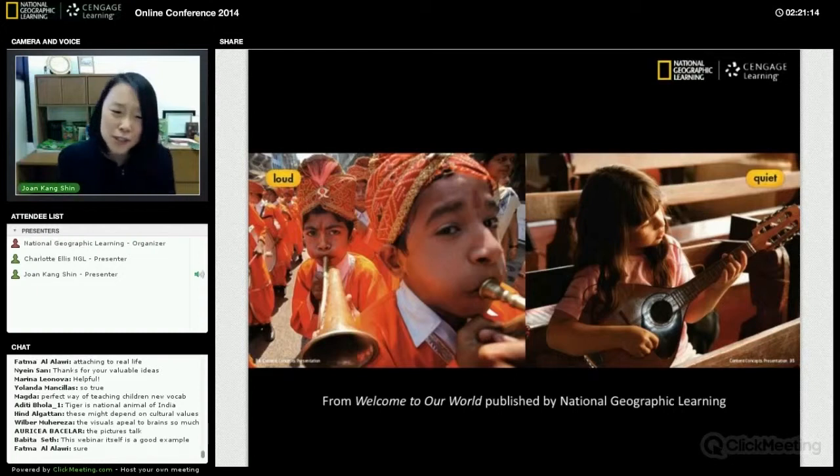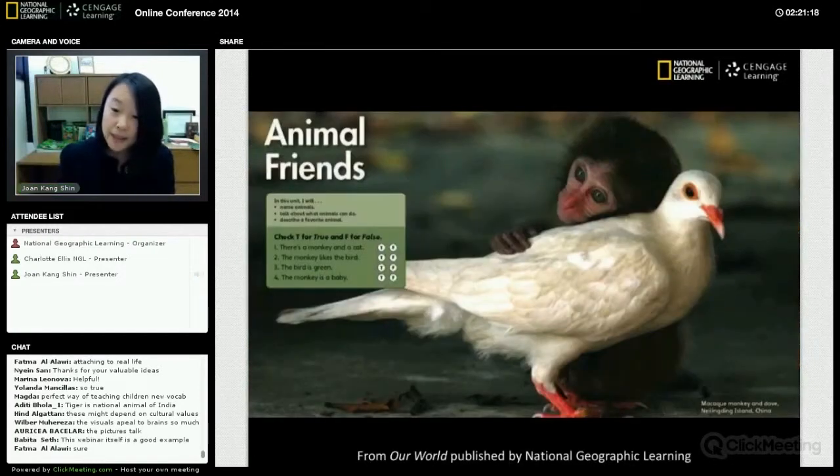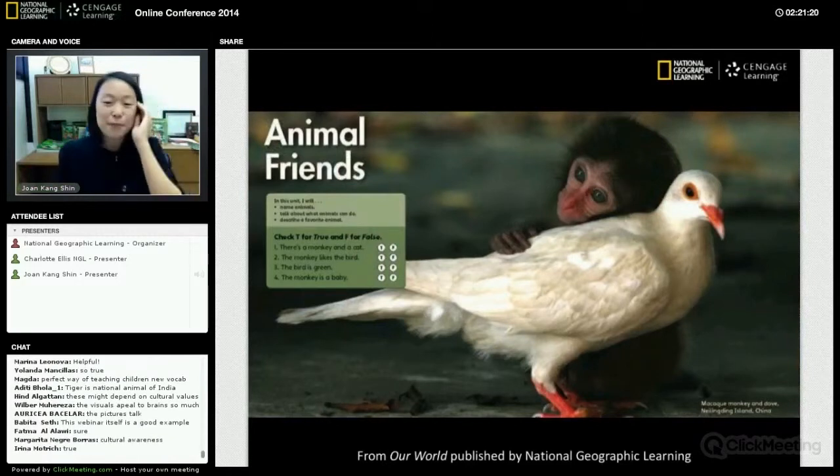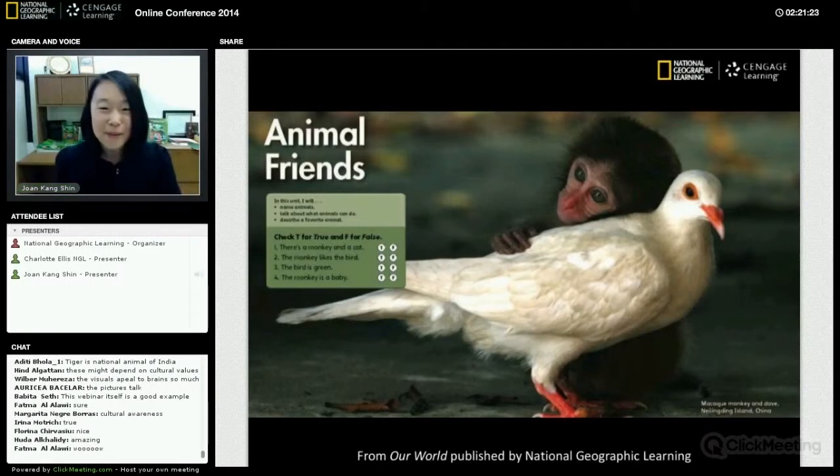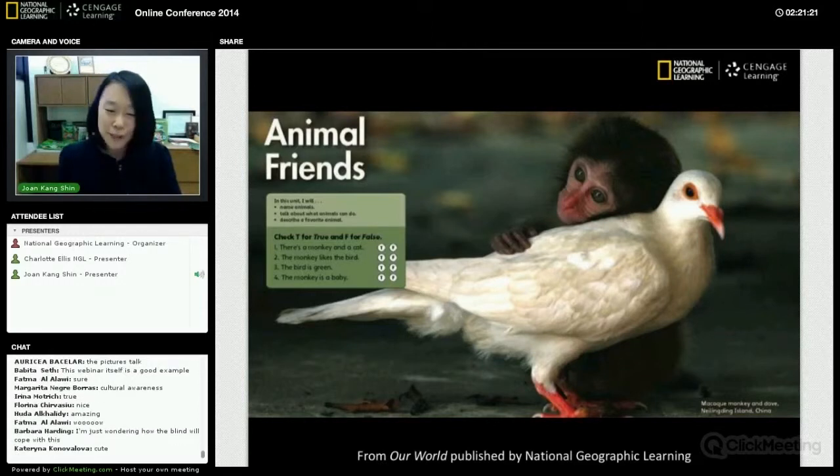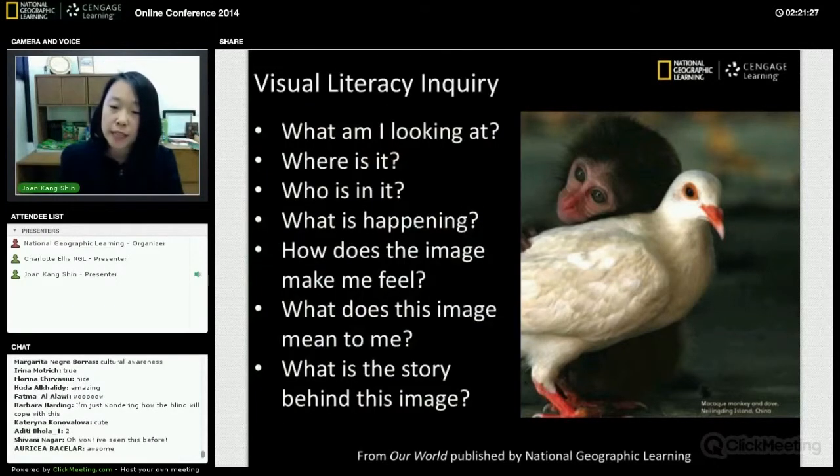And this is just the start of learning to interpret visual images. Take a look at this photo about animal friends. And it's a true story. This monkey was very sick and was abandoned by his mommy. And then this bird helped to bring him back to life. So if we were to look at this visual image, we might work on what I call visual literacy inquiry.